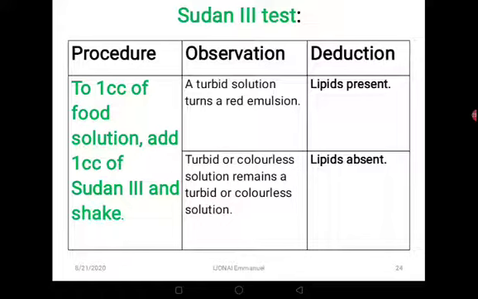Then the observation would be, if it is positive, if the lipids are there, a turbid solution turns to a red emulsion. A turbid solution turns to a red what? Emulsion, meaning lipids are present. Then if the turbid solution or a colorless solution remains turbid or remains colorless after shaking, then lipids are absent. So that is what we call the Sudan 3 dye test.